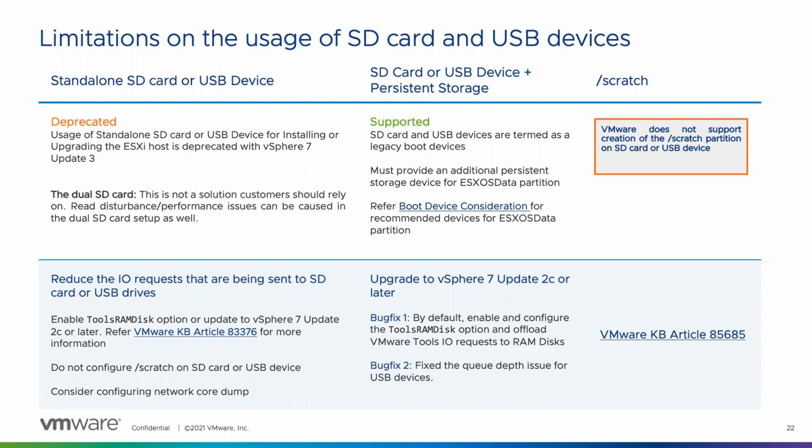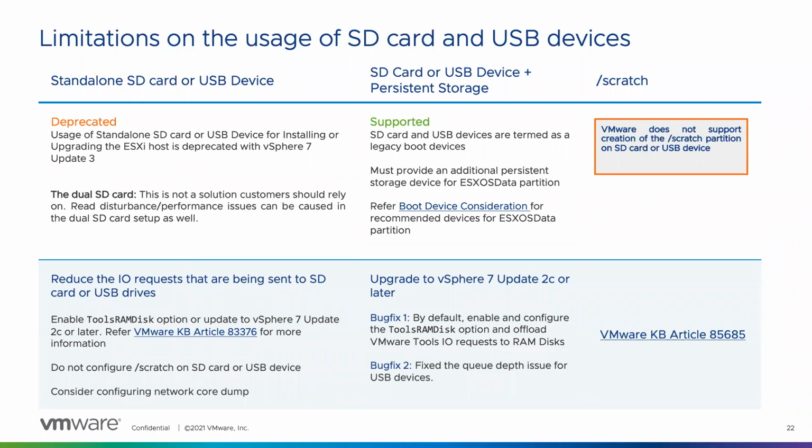In any case, if you are using an SD card or USB drive for your ESXi host, make sure that you perform all the steps that reduce the overall IO requests being sent to the SD card or USB drive. So what are these steps? The first option is obviously to enable the tools RAM disk option. So as I was explaining, the RAM disk.